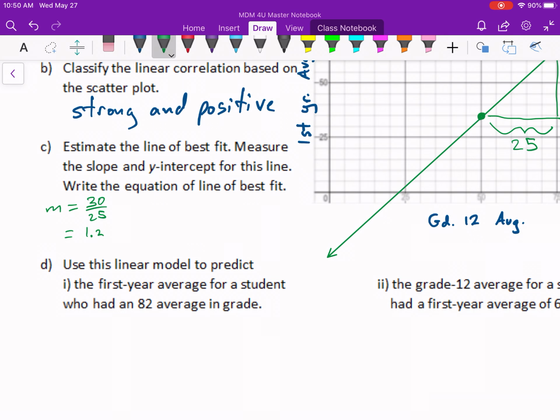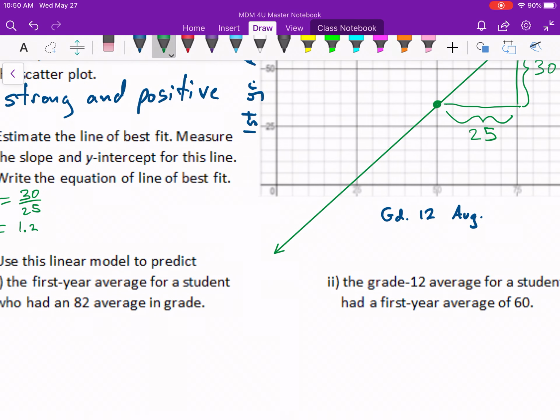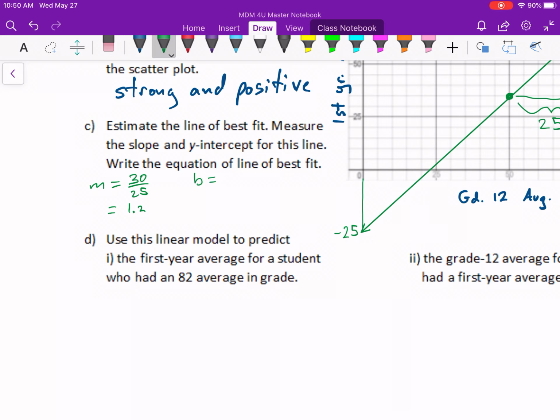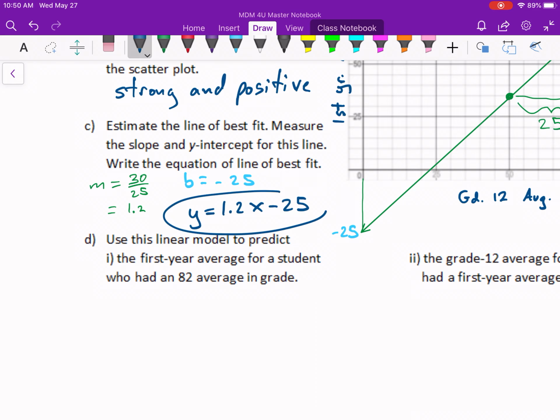And the y-intercept, now this has gone down below the x-axis, so, again, this is just estimation here, it looks like about negative 25. It looks like it's about the same distance below as 25 was above. So in the interest of saving time, let's do this in a different color: b equals negative 25. Put it together, what do we have? y equals 1.2x minus 25. There is our equation for the line of best fit.